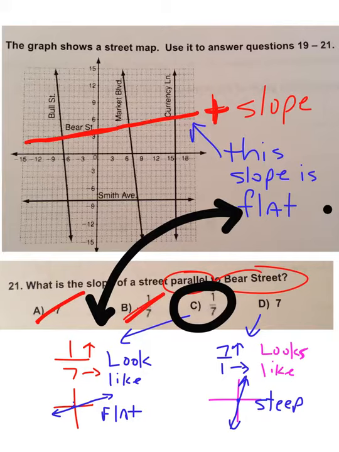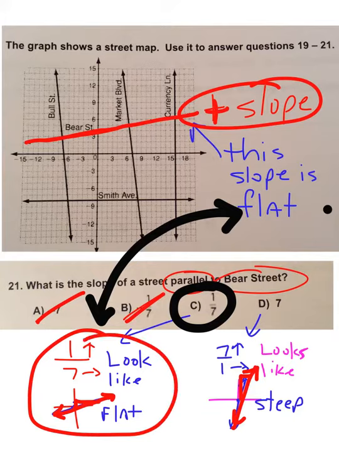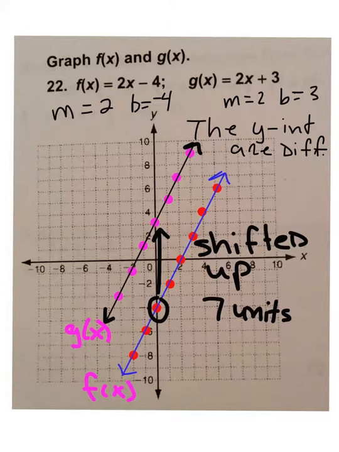And if you notice what I did, I just kind of drew a picture of what that might look like. If you start at 0, 0 and you go up 1 and to the right 7, you're going to get a very flat slope. If you go up 7 and over right 1, you get a very steep slope. So this graph right here looks like the very flat slope, and that's why I chose C as the answer.